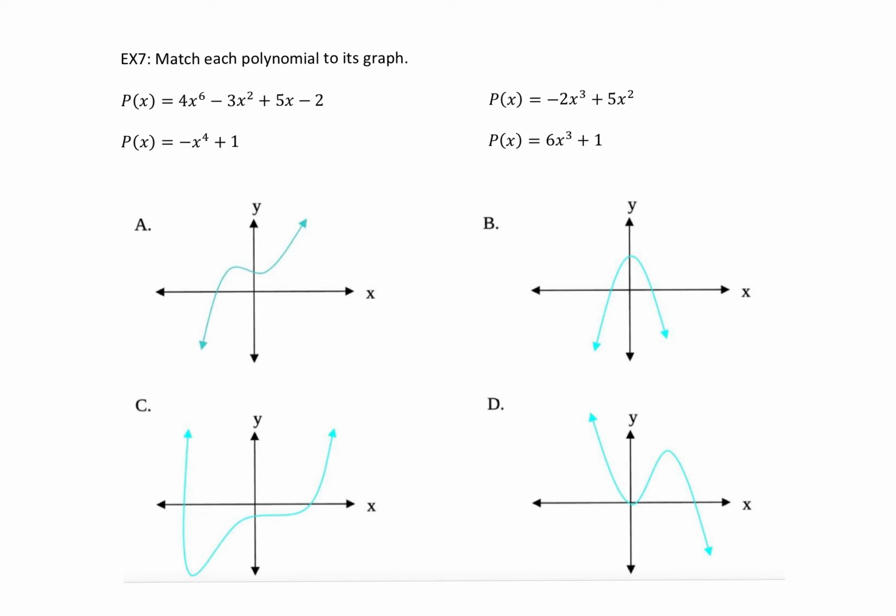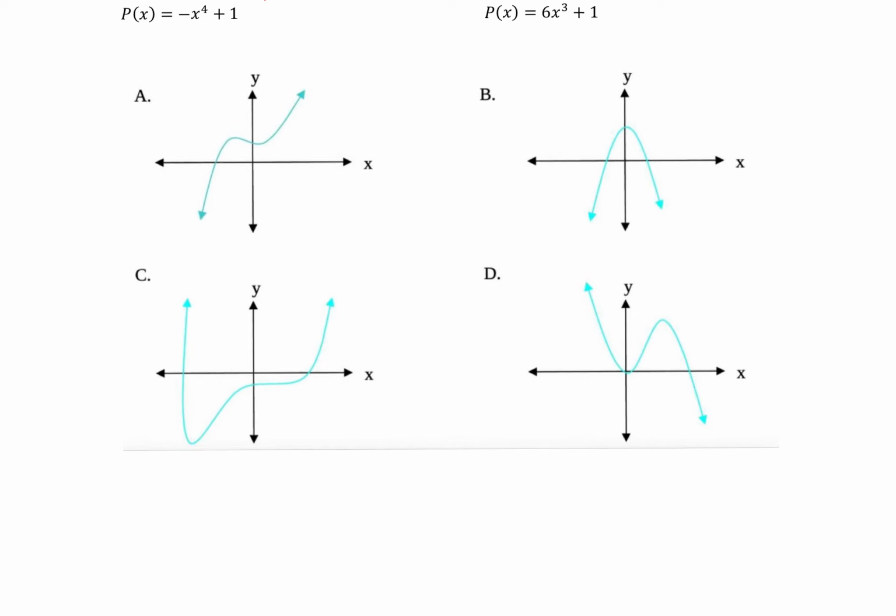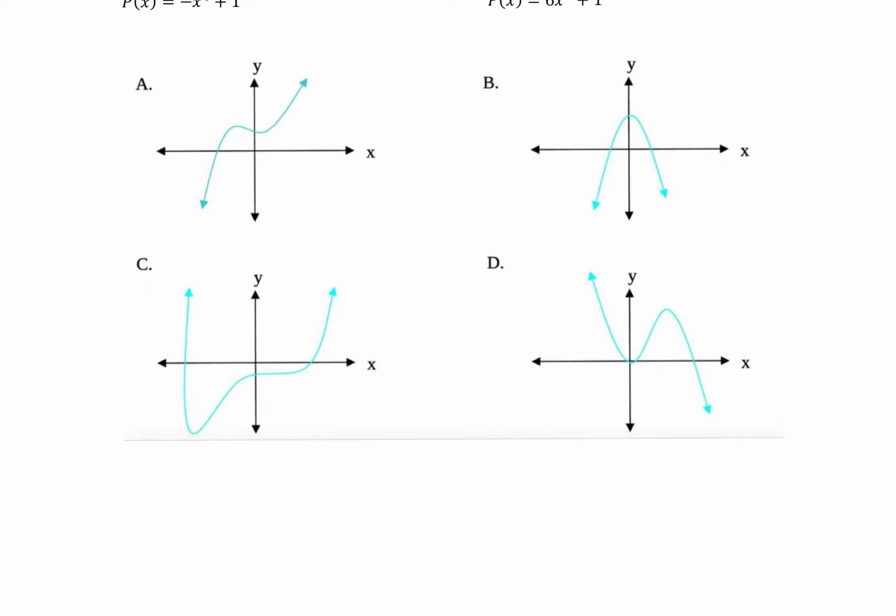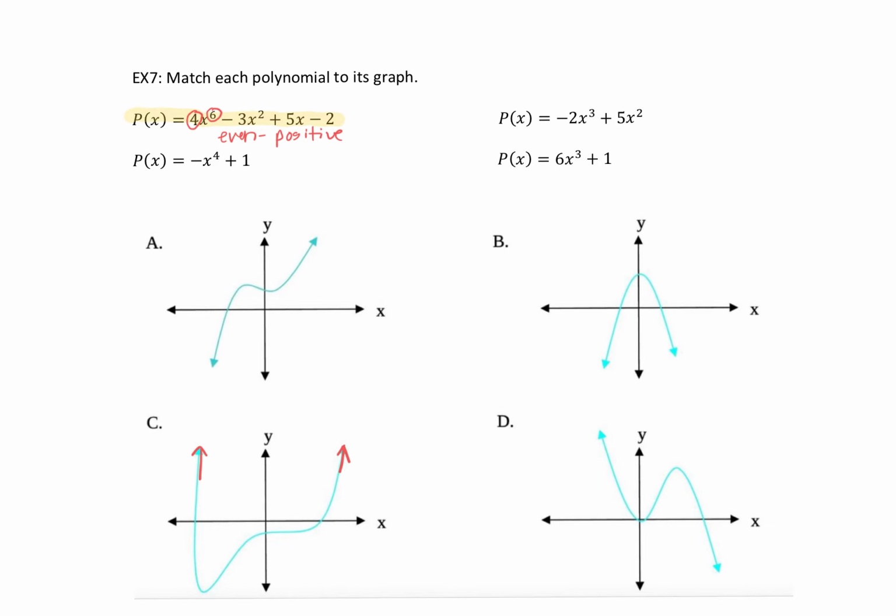I'm going to look at p of x equal to 4x to the 6 minus 3x squared plus 5x minus 2. First thing I notice is that the degree is even, right? So it has a 6, and the leading coefficient is positive. So I have even, positive. So even means both ends, the end behavior, either both go up or both go down. So it could be graph C or graph B. But since the leading coefficient is positive, that means both ends go up. And that would give me C.